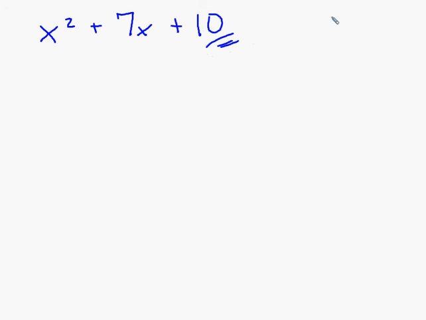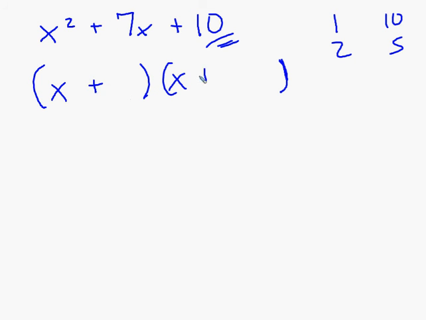Okay, so 1 and 10, 2 and 5. There we go. That's better. Which of those could I possibly get a 7 from? 2 and 5, right? Now, because the 10 is positive, that means either both of them are negative or both of them are positive. Well, since this is a positive 7, I'm going to guess that they're positive. You with me?